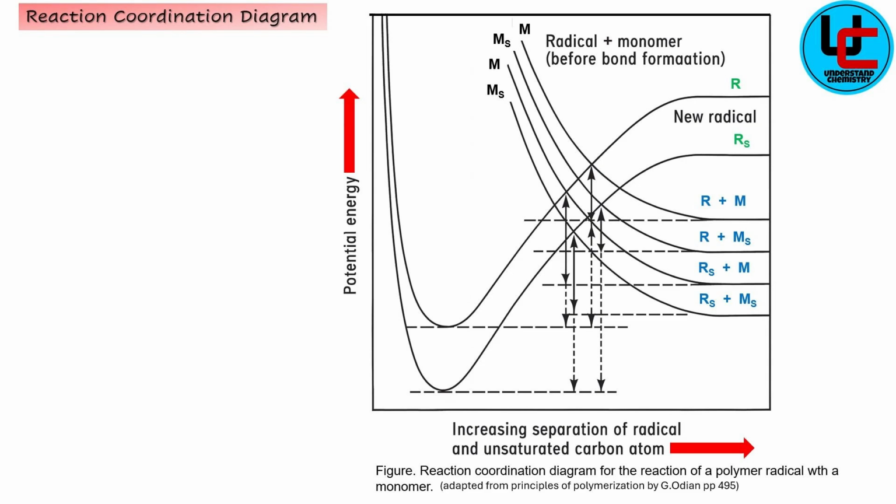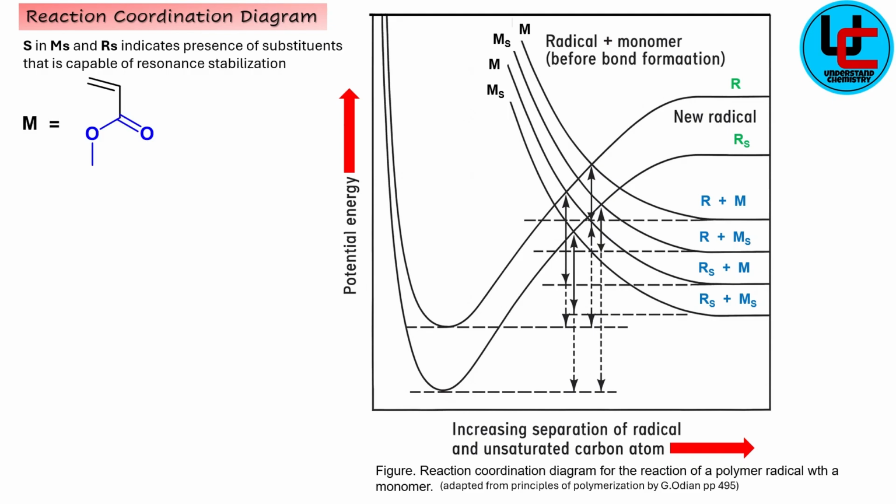In the diagram, the S in MS and RS indicates presence of substituents capable of resonance stabilization. However, M and R mean monomer and radicals that contain simple substituents that cannot show resonance stabilization. Methacrylate is the monomer that contains simple substituent, whereas styrene is the example of monomer that contains substituent which is capable of resonance stabilization. Similarly, vinyl acetate radical and styrene radical are examples of R and RS respectively.